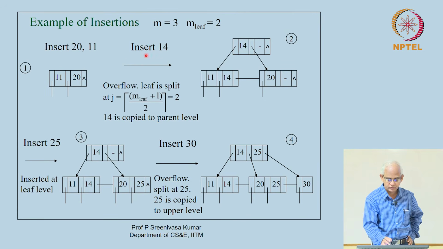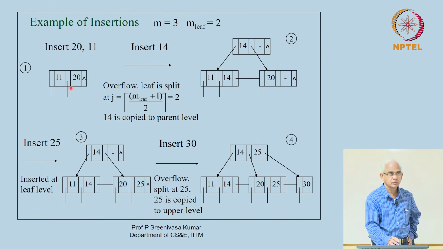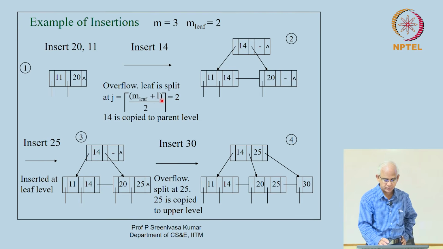Now you try to insert 14 into this. The appropriate place for it is between 11 and 20, and there is no space here. So now I have to split it. I will split it in the middle. The middle is (m leaf plus 1)/2, which is 2.